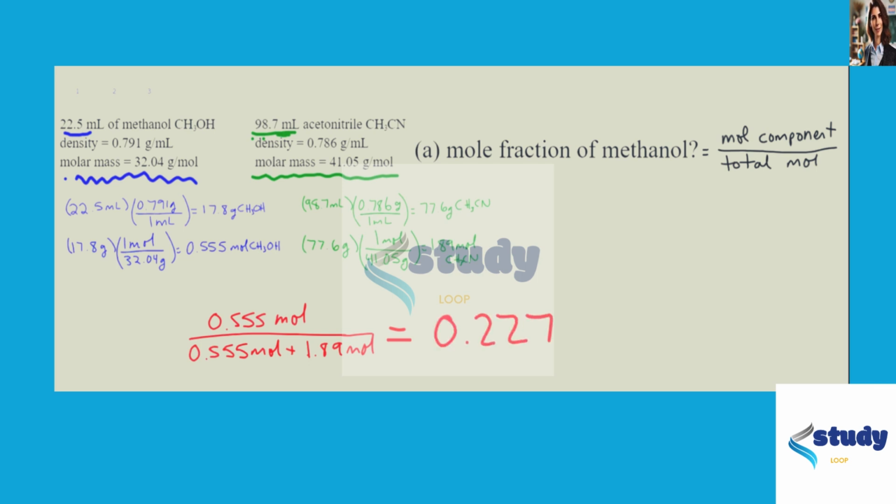Now, this is a unitless number. Notice that the units of moles over moles cancel. Fractions are unitless, so having no units is what makes sense here. This is the mole fraction of methanol. You might see it given as capital X CH3OH. That big X represents mole fraction.